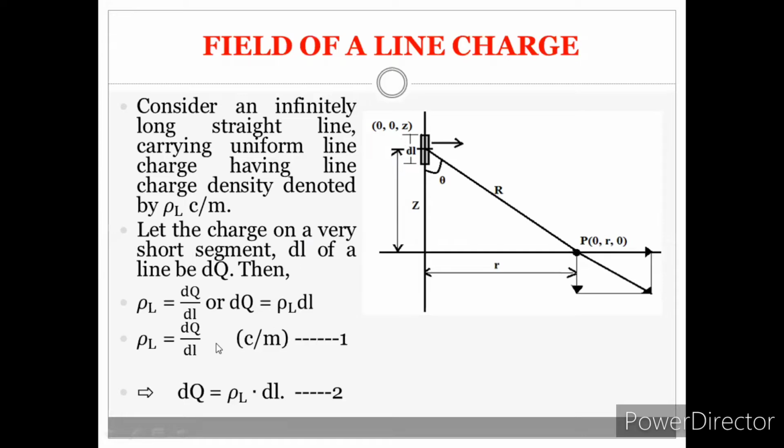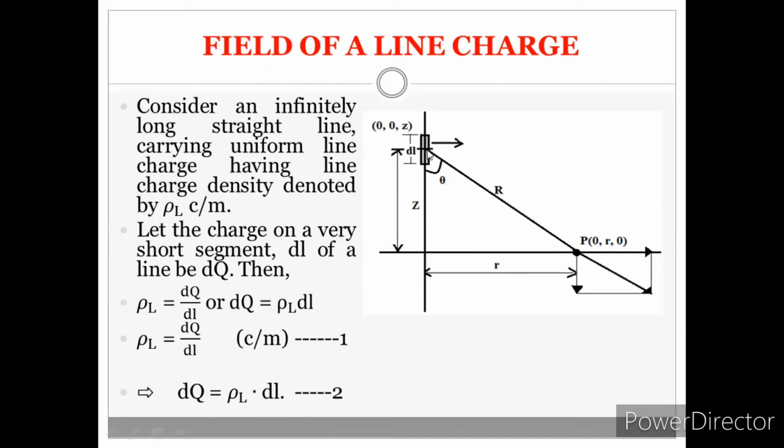So line charge density is given by rho L is equal to dq by dl, or dq is nothing but rho L into dl. Okay, so dq is rho L into dl, what we have just written. Now we need to see the effect of this line charge density on the point P, which is at a distance of r from the origin.